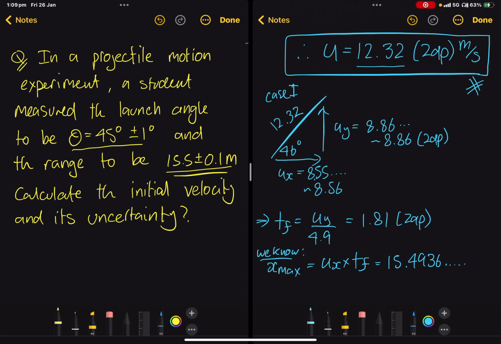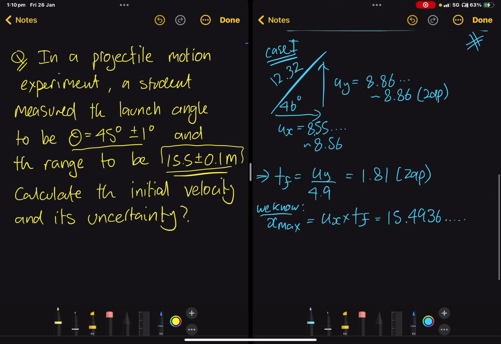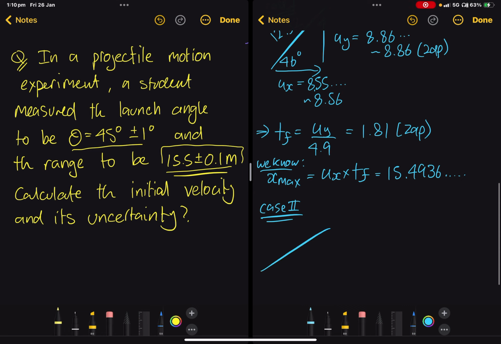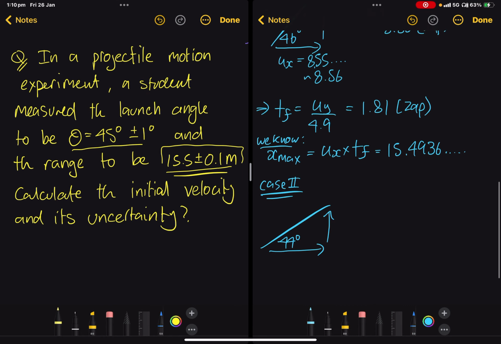So this is within the range they've given us here. This is greater than 15.5 minus 0.1, which is the lower bound. Now we need to do another case, case 2. Case 2 is going to be where the launch angle is 44. So we're obviously drawing these in quite an extreme way, but that's fine, it demonstrates the point.